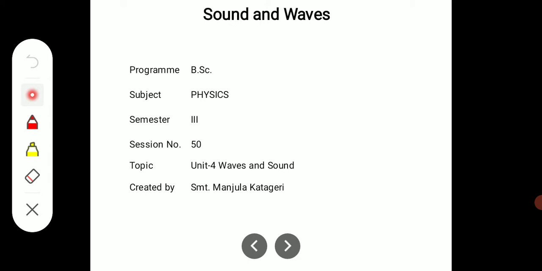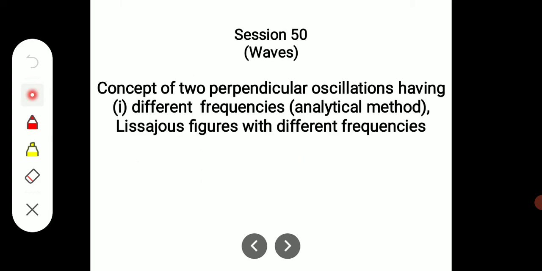So in physics, unit 4 consists of waves and sound. In waves and sound, I am going to teach the concept of two perpendicular oscillations having different frequencies. In the last sessions, we studied two collinear oscillations having equal and unequal frequencies, and also two perpendicular oscillations having equal frequencies. Today, we look at Lissajous figures with different frequencies.